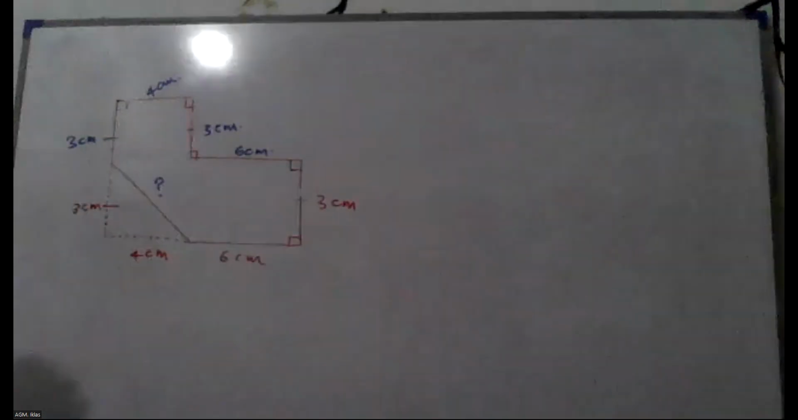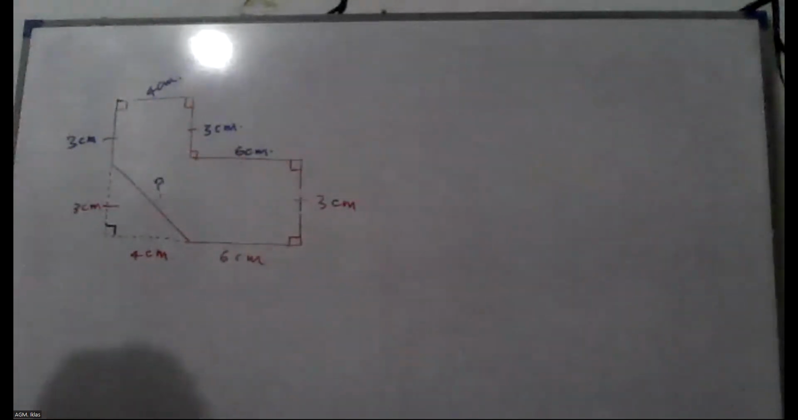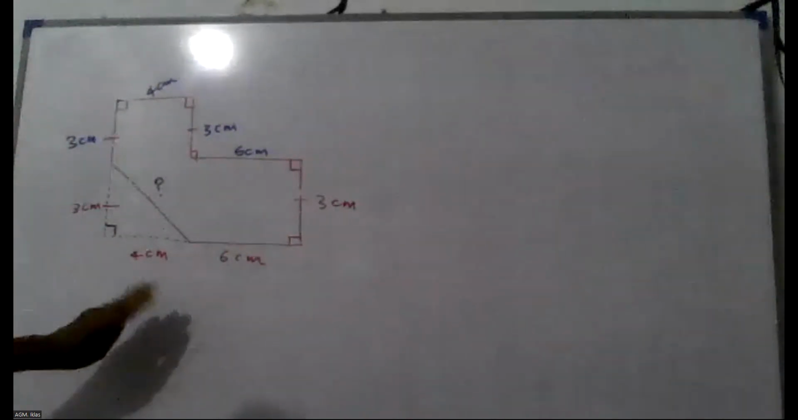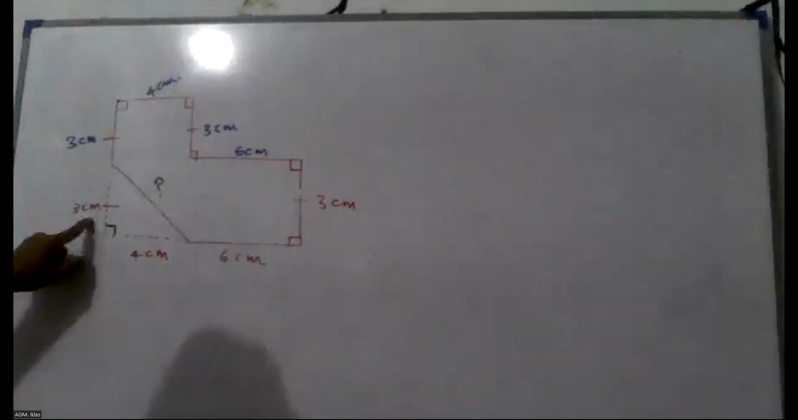Okay, before I travel, I need to find the length of this side because I need to include that side as well when I find the perimeter. So how can I find that? In a right-angled triangle, we can apply the Pythagoras theorem. I don't think I should explain that much, because you know the triples of Pythagoras. 3, 4, 5. So this is a triple of Pythagoras.